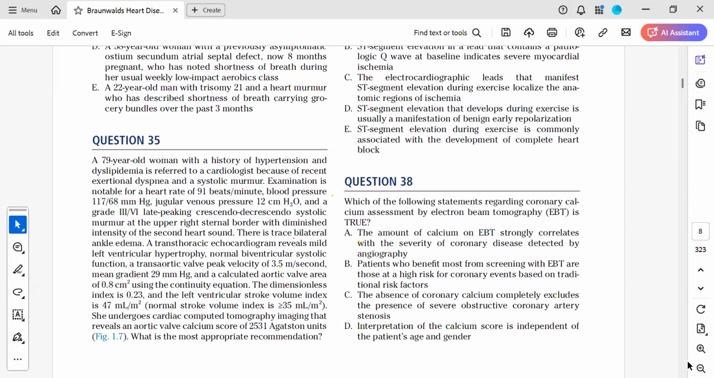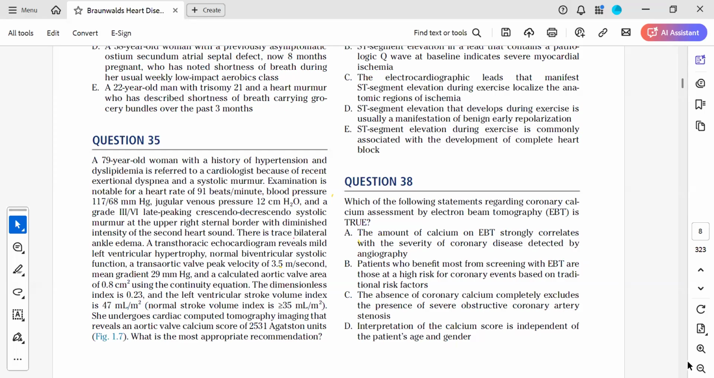The left ventricular stroke volume index helps us check the cardiac output. The normal stroke volume index is greater than or equal to 35 mL per meter squared. This patient was normal, at 47 mL per meter squared. This patient then had a cardiac CT, and a calcium score was given at 2531 Agatston units, displayed in figure 1.7. The question is, what is your most appropriate recommendation?